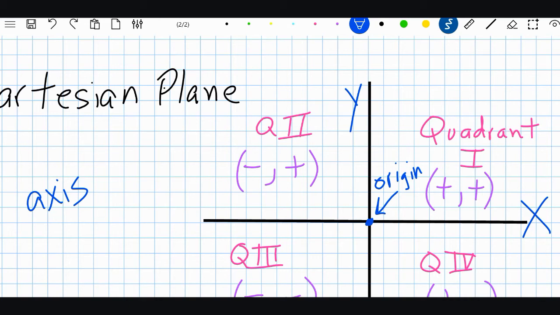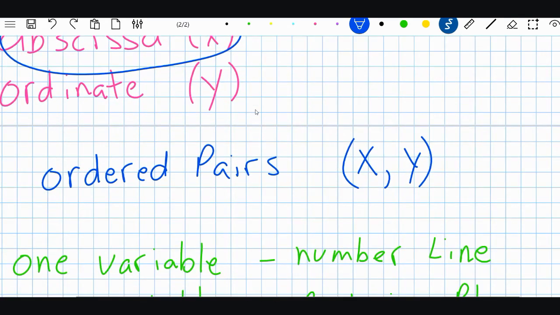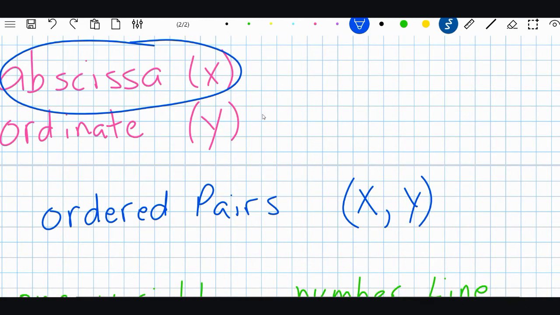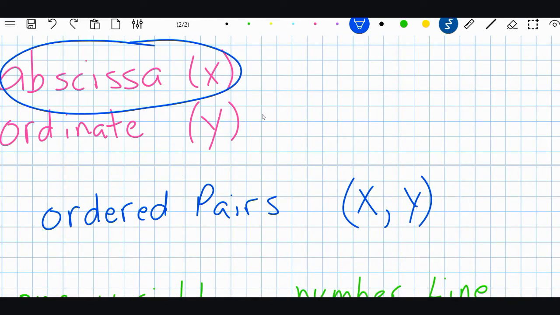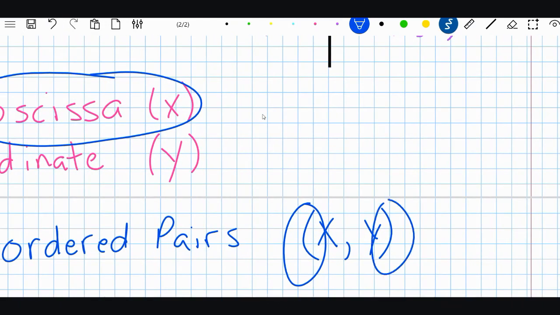So I got quadrants, I got the abscissa, I got the origin. I know one that I did not say. There it is: ordered pairs. There was one more hiding in there. What is an ordered pair? Here's an ordered pair. You have an x and a y. And this is the way that we write them. The x is always on the left-hand side, and then a comma, and then the y is always on the right-hand side, and then we always put parentheses there.